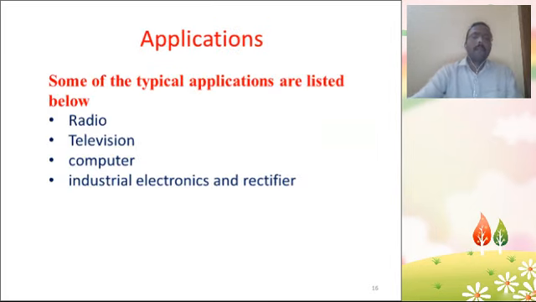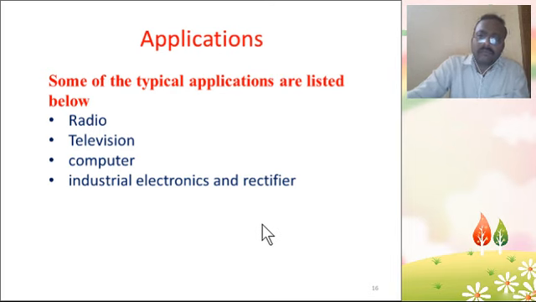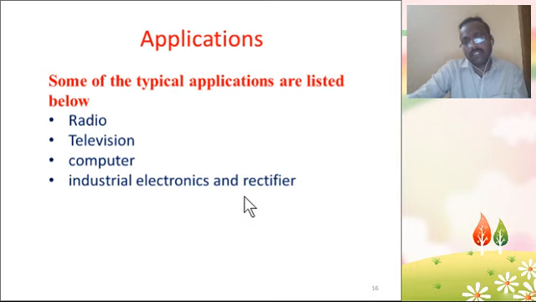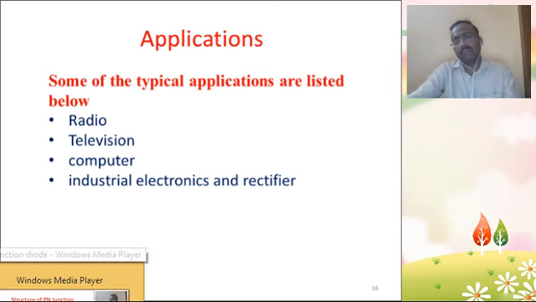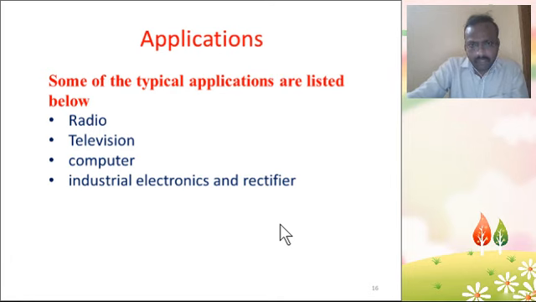Next we will see applications of the PN junction diode. Some of the applications of PN junction diodes are listed below. Generally, the PN junction diode is used for making power supplies. It is generally used in radio, television, computers, industrial electronics, laboratory purposes, and educational purposes. There are n number of purposes for which the diode can be used. Thank you.